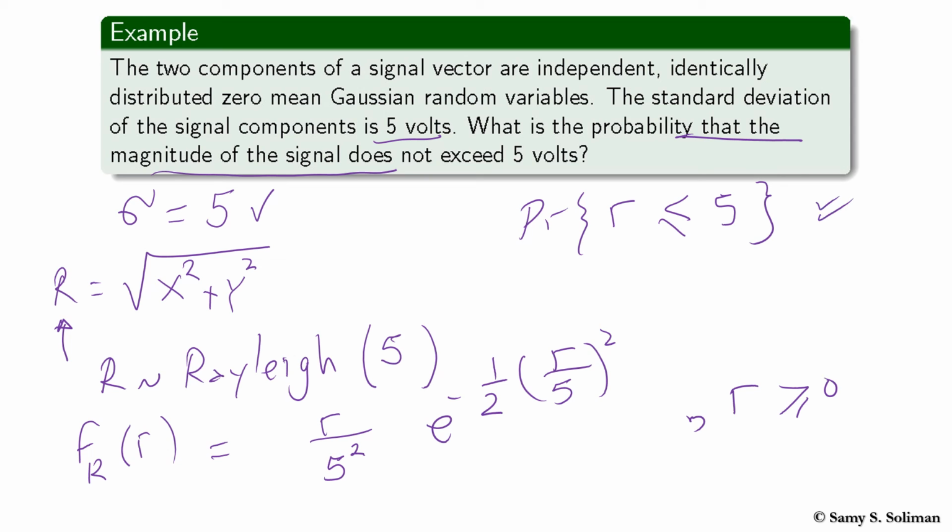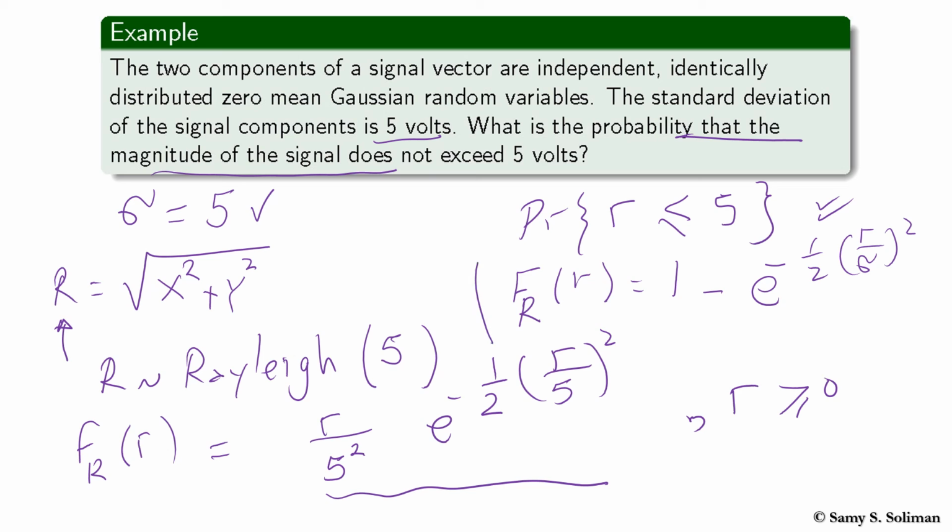So it can be obtained by integrating this probability density function from the lowest value, which is 0 for this random variable, to the threshold, which is 5. So as if we are obtaining the cumulative distribution function, and this PDF is easily integrable, and you can find that the CDF at any value r is equal to 1 minus e power negative half (r over sigma) all squared.